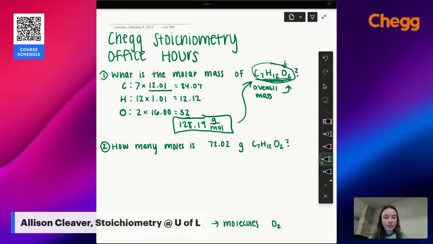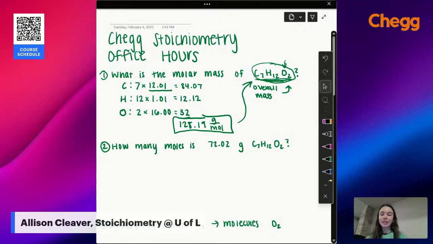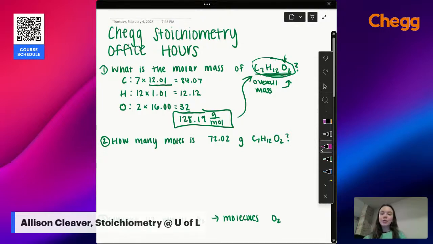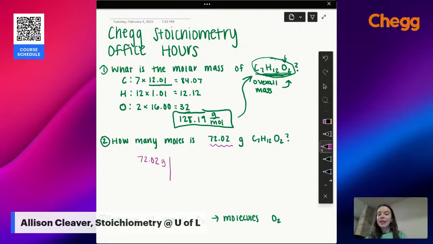So from Zaid on TikTok, we have, do the second one, just do grams given over molar mass to get moles. That is good. I think that's a good guess. Definitely tell me what you all think for these upcoming questions. So we have 72.02 grams. And our question is, how many moles is 72.02 grams of C7H12O2? So we always write down what we're given to start with, and we are given 72.02 grams. And then we want to get to moles. So just like Zaid on TikTok said, we're going to do grams given over molar mass to get moles.